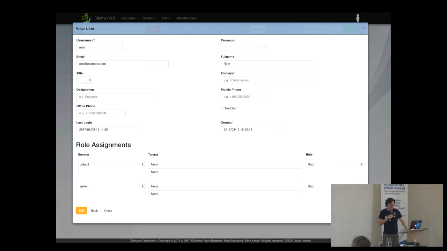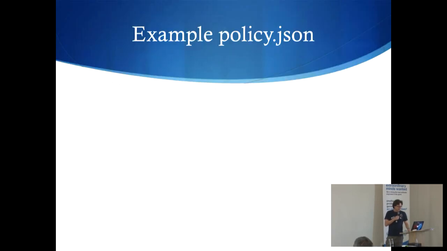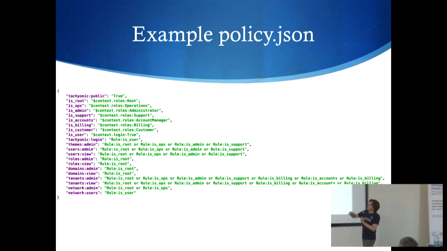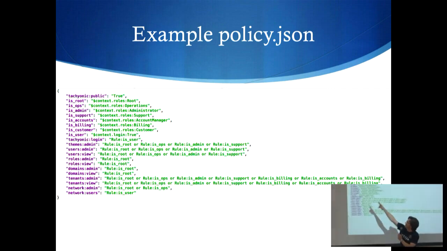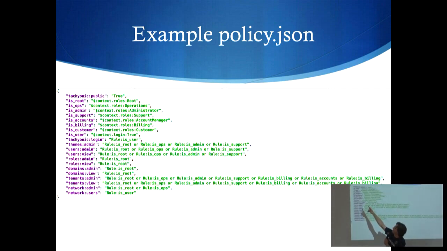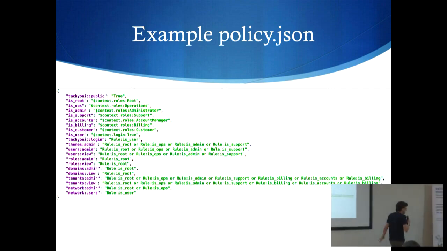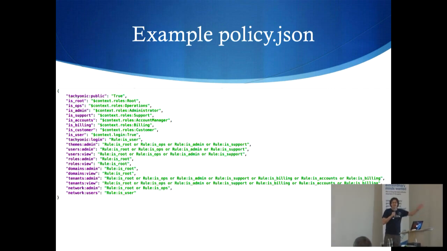So let's quickly look at one of the config files, our policy.json file. So here you can see that role that I was showing you on the previous slide and talking about the role-based access control. These roles show up here, and they tie to rules. And then these rules you can use in a Boolean fashion to specify these policies. And then those policies dictate and govern and control which user and role can access which resource on the system.